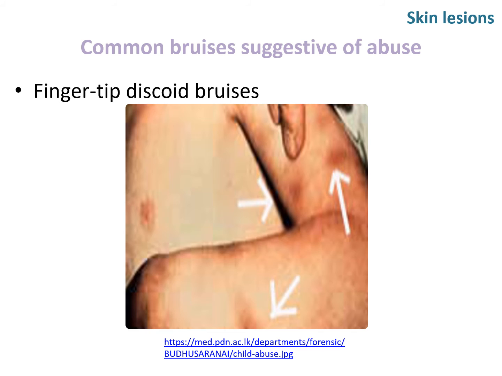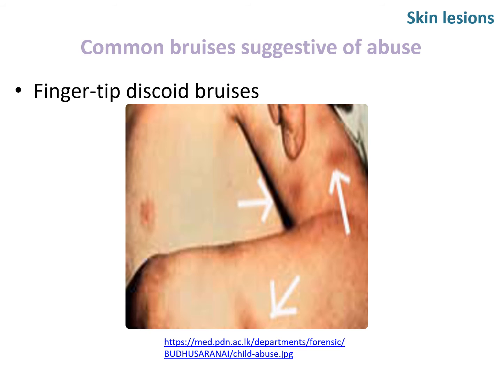What are the common bruises suggestive of abuse? We have different types of bruises. The first one is fingertip discoid bruises. As seen in the photo, the arrows show the fingertip discoid bruises. These bruises are present around large joints, and this is evidence of grabbing by an adult hand.